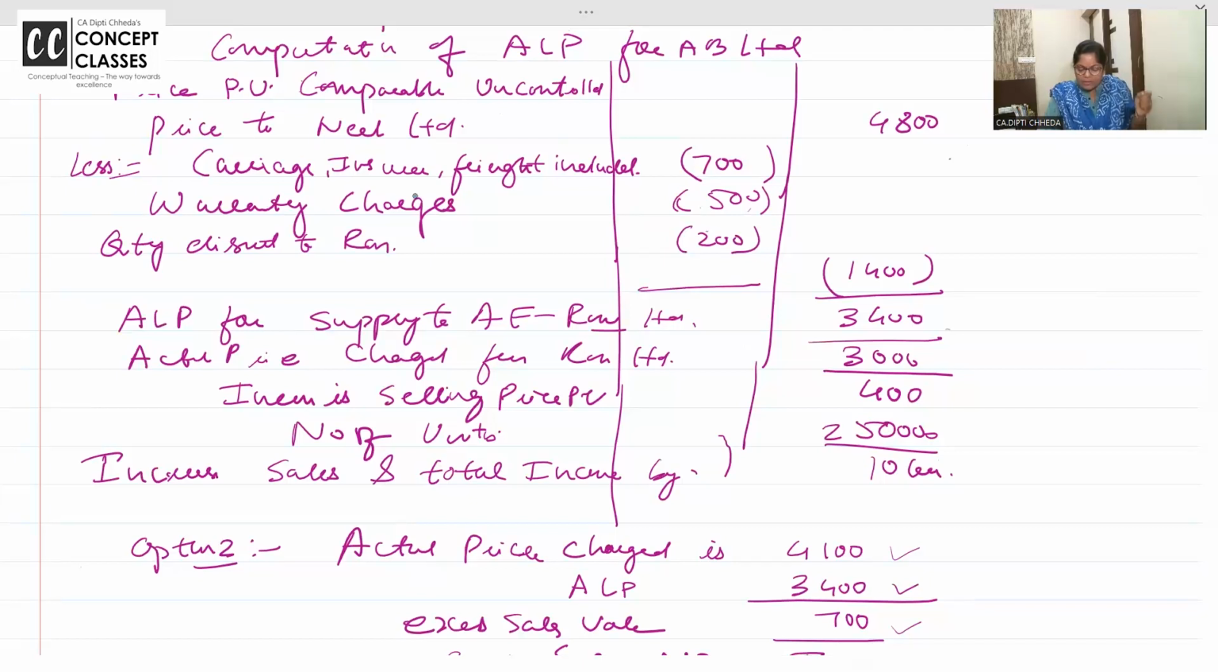So now what is it? 400. Okay? 400 क्या हो जाएगा? कम charge किए. So now charge it. Multiplied by 2,50,000, it's 10 crore. So increase your income by 10 crore. This is called as primary adjustment, and this is to be done on our books.